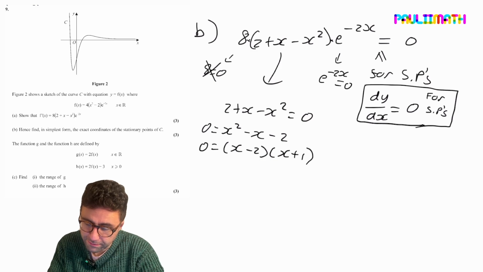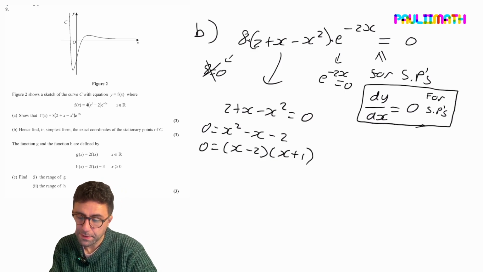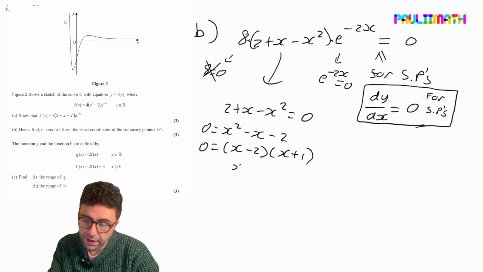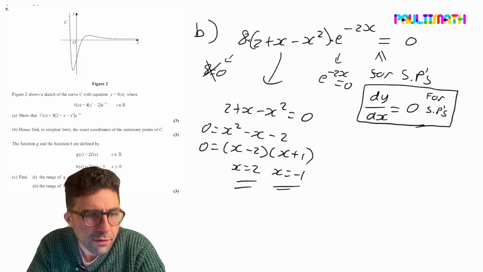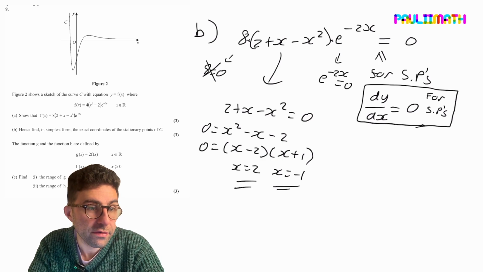It's a good day when that happens. It works, doesn't it? Because you have minus 2x and then plus, oh, it's good stuff. So x equals 2, x equals minus 1. How on earth does that relate to the question? I kind of forgot now. Oh yeah, exact coordinates of the stationary points.